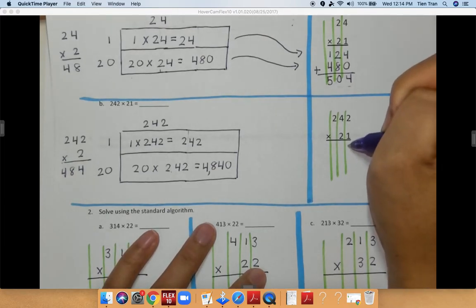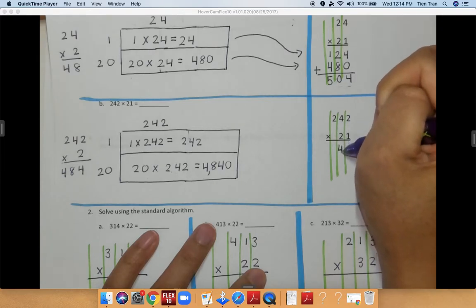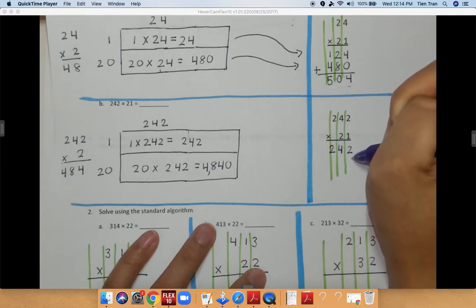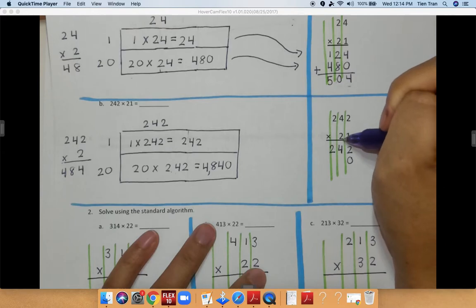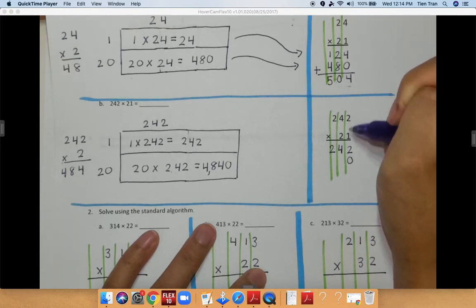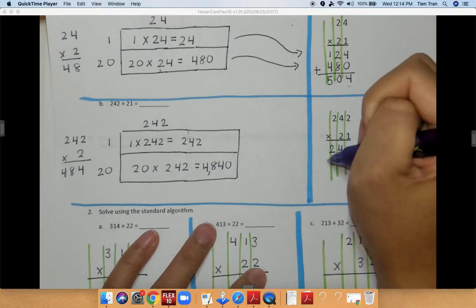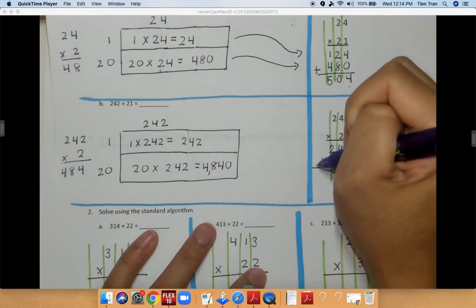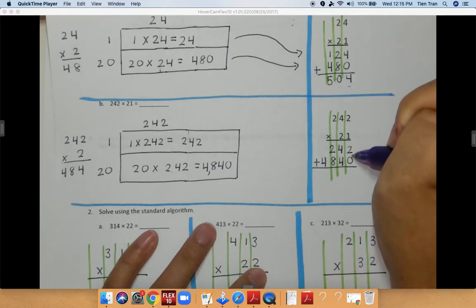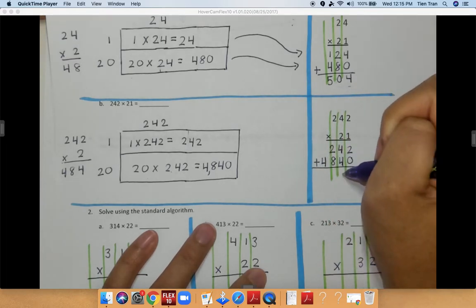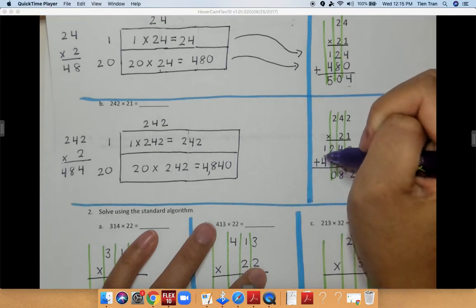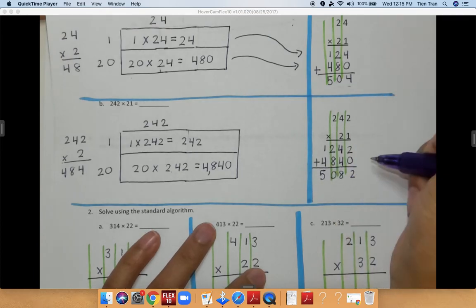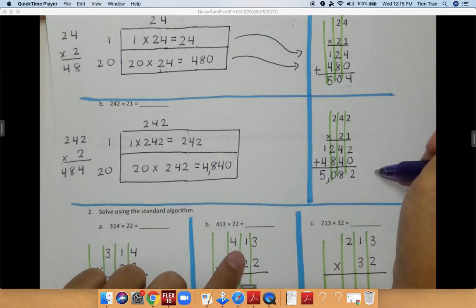Now I'm going to solve the standard algorithm. 2 times 1 is equal to 2, 1 times 4 is equal to 4, and 1 times 2 again is equal to 2. Bring down your 0 because now you are multiplying in your tens place. 2 times 2 is equal to 4, 2 times 4 is equal to 8, and 2 times 2 is equal to 4 again. I'm adding all of my numbers together. 2 plus 0 is equal to 2, 4 plus 4 is equal to 8, and 8 plus 2 is equal to 10. 4 plus 1 is equal to 5. So my final answer is 5,082.